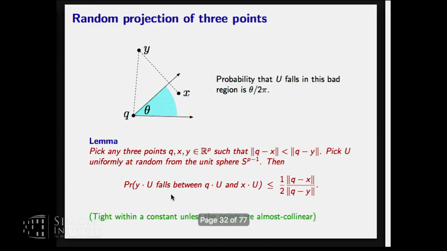Okay, and once you plug that stuff in, you see that the probability of this happening is the following. It's a half times the distance to the nearest neighbor divided by the distance to the other point. So if they're equidistant, then the probability is a half. And if this is really far away, then the probability is small. So it's just that ratio. And this is basically tight unless the points are highly collinear or almost collinear. So this is for 3 points.